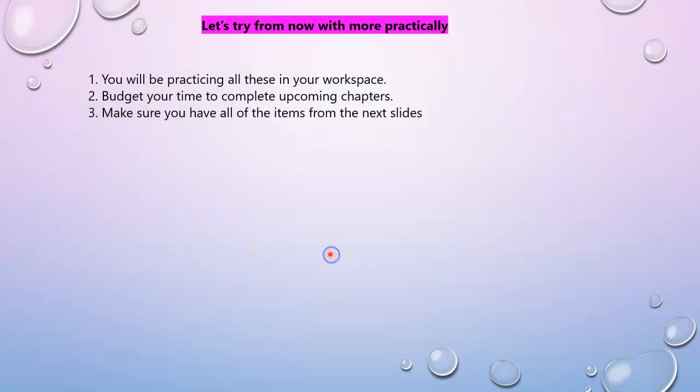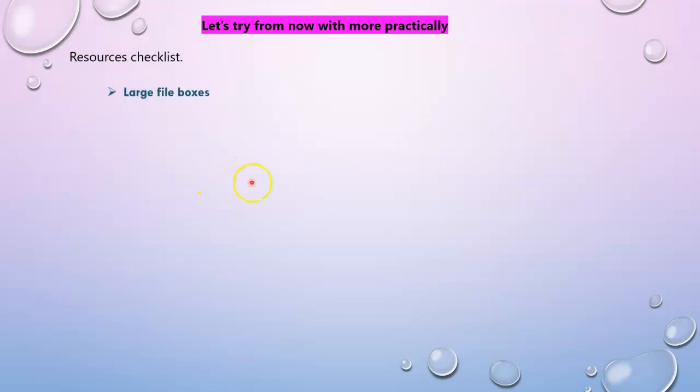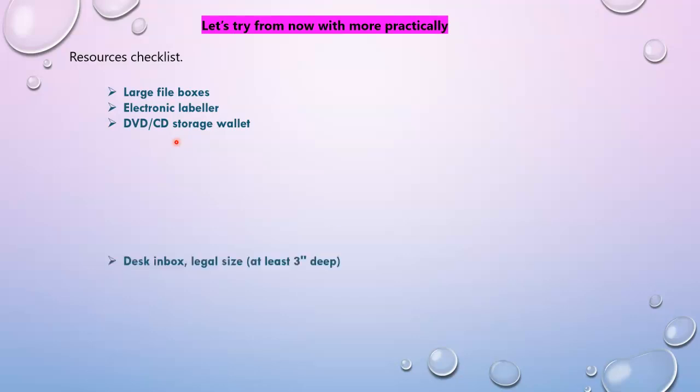And now I'm going to talk about the third one, which is the list of things, like large file inboxes. These are the things which we already talked about in the previous lectures, where we talked about the larger file boxes and labeling purpose, electronic labeler, and DVD. These are your data gathering points, which we are going to work with as part of your job profile.